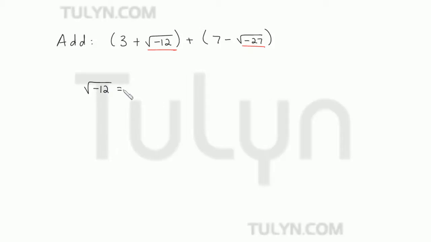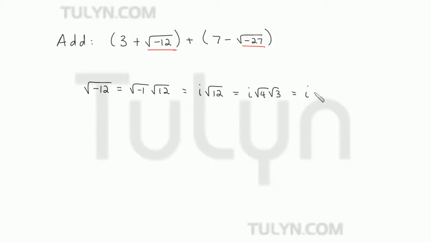Square root of negative 12 is the same thing as square root of negative 1 times square root of 12, right? We just factored out a negative 1 and split up the radicals, which we can do. So square root of negative 1 is i, and then we have square root of 12. But square root of 12 we can simplify further, right? We can actually factor out a perfect square of 4. So square root of 12 is square root of 4 times square root of 3.